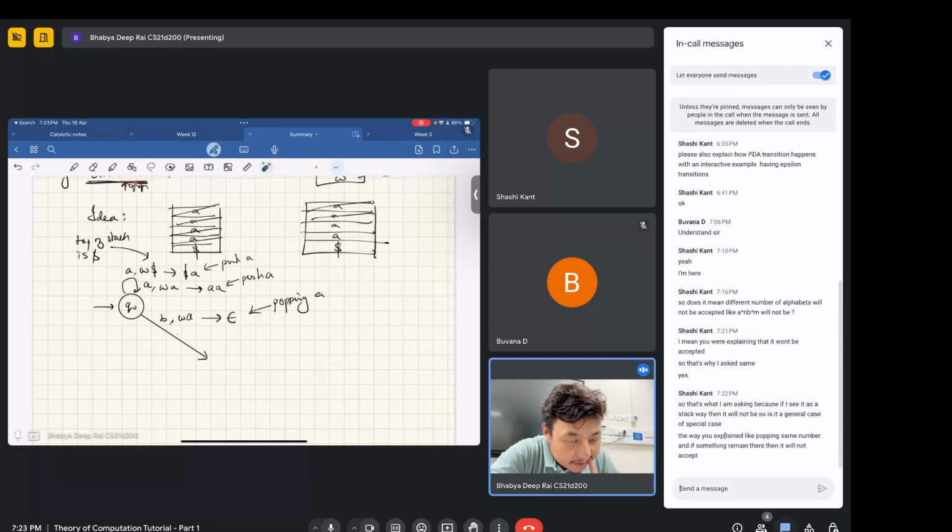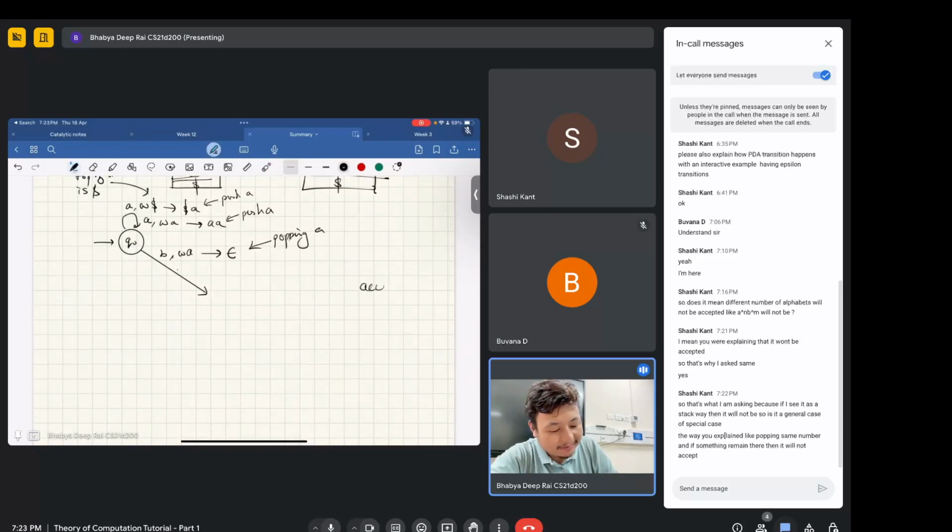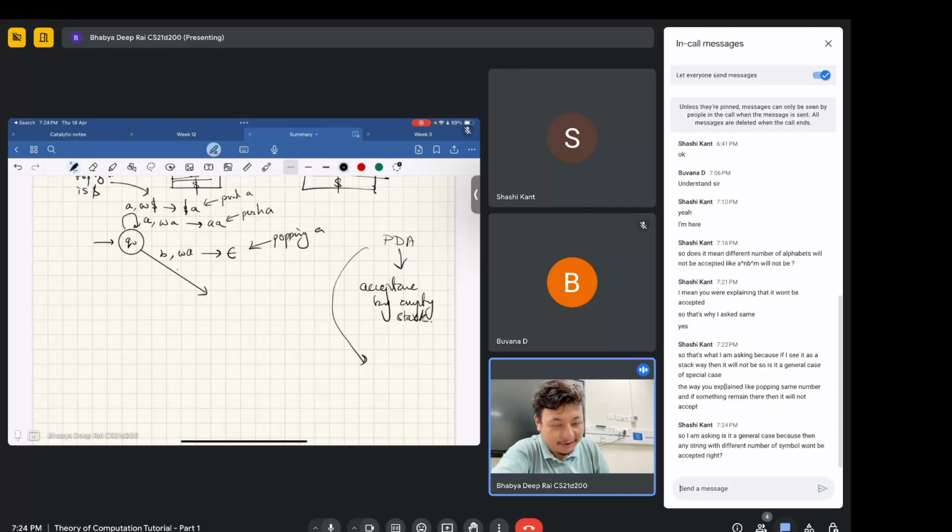The way you explain, like popping the same number, and if something remains there, it will not be accepted. Yeah, exactly. What we are working with is acceptance by empty stack. So if something remains and I run out of symbols to scan, then it will not be accepted. And if my stack somehow turns empty, then I'll accept. So Shashi, that is what is called acceptance by empty stack. There are two ways to define it, and they are equivalent. The other way to define it is acceptance by final state.